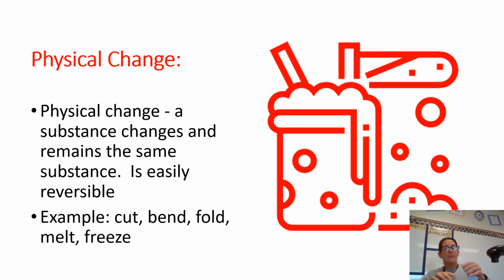So I could take this piece of paper and I could tear it. It's still paper, right? I didn't turn it into something new. We still have paper. It's the same piece of paper. It just looks different, okay? We don't really have to reverse it, but if we wanted to, I guess we could tape them together and reverse it. You know what I mean? So this is what we mean by physical change. So if you think physical change, think something that is easily reversible.